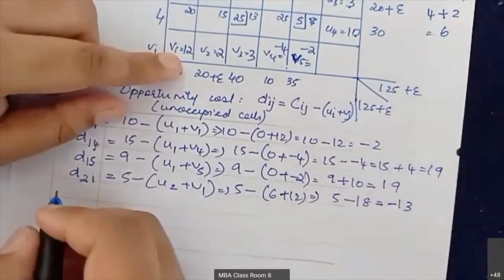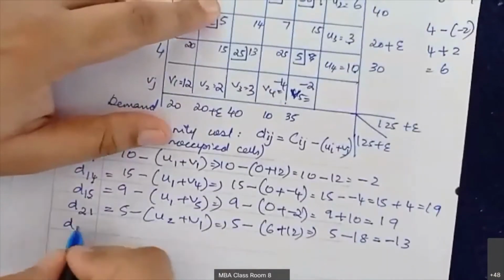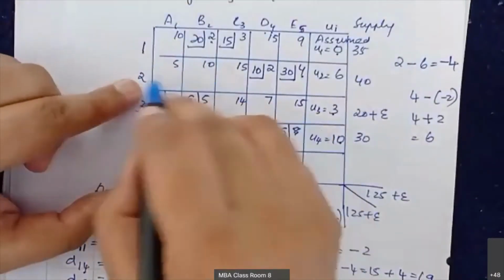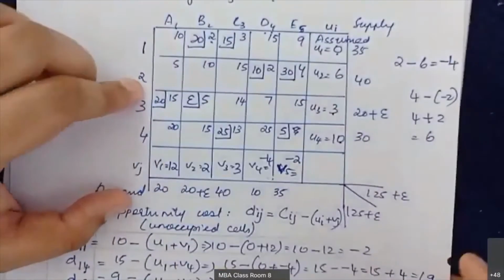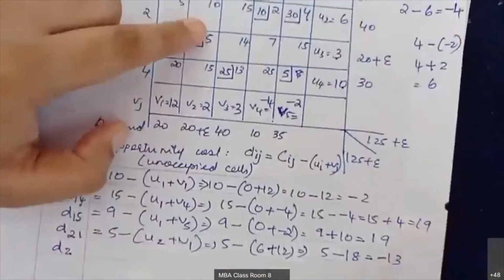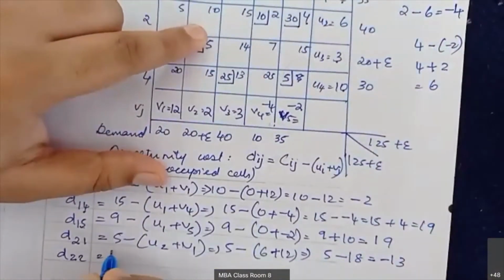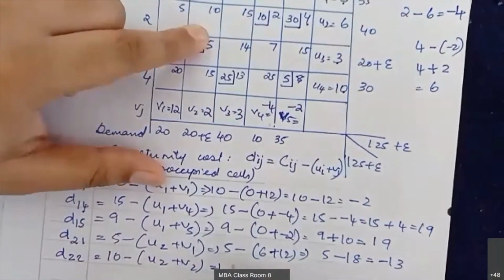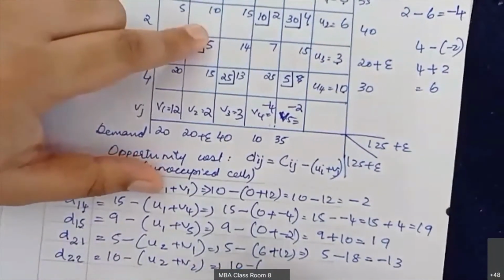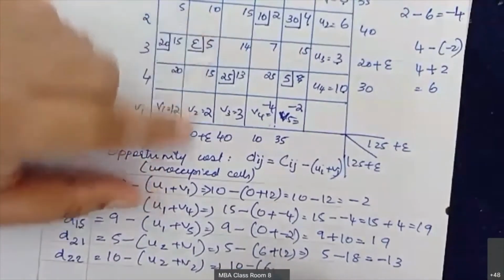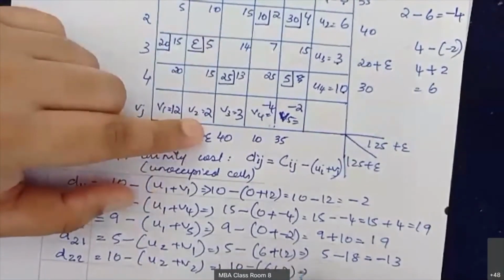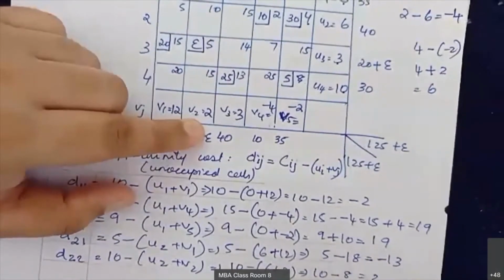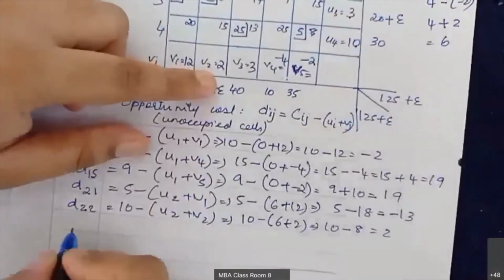Next empty cell, we have D22. Can you see? What's the cost there? It is 10. D22 is 10 minus U2 plus V2, which is equal to 10 minus, what's the value of U2? It is 6. What is the value of V2? It is 2. So 10 minus 8, that is 2.